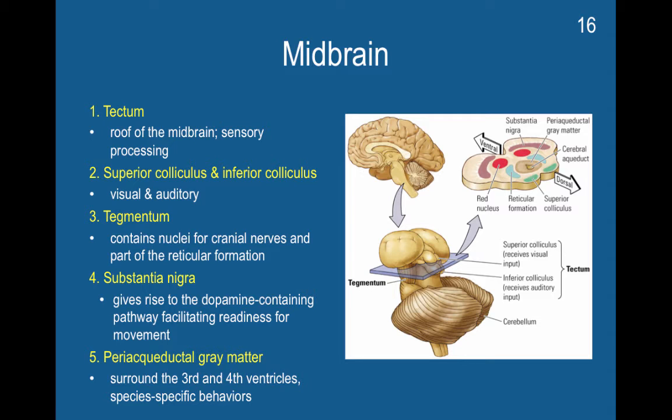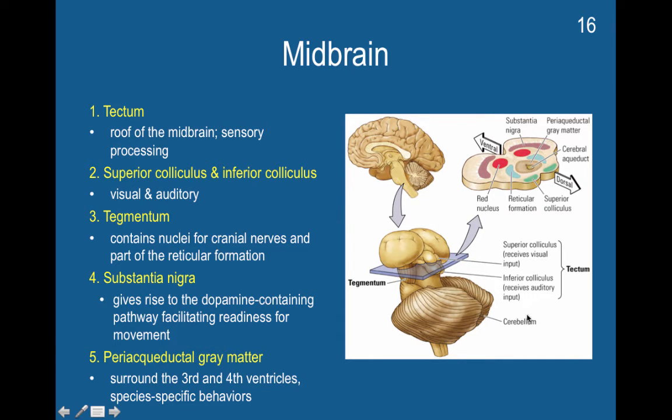So the substantia nigra, because of its involvement with dopamine, and dopamine is really critical for reward-seeking behavior and learning rewarding information, can be different in people that have dopamine deficiency disorders, such as Parkinson's disease. And then you also have the periaqueductal gray matter, which surrounds the third and fourth ventricles, and this is for species-specific behavior.